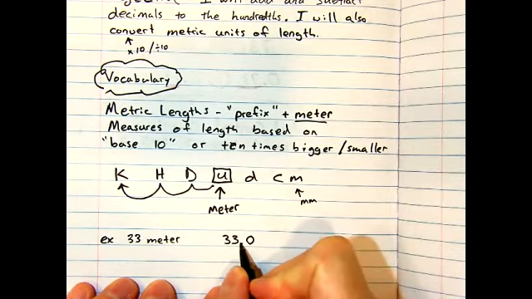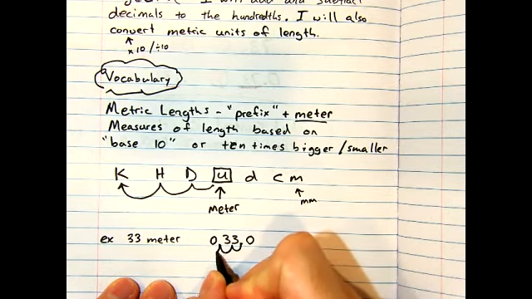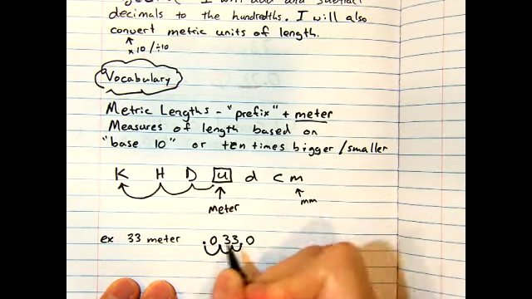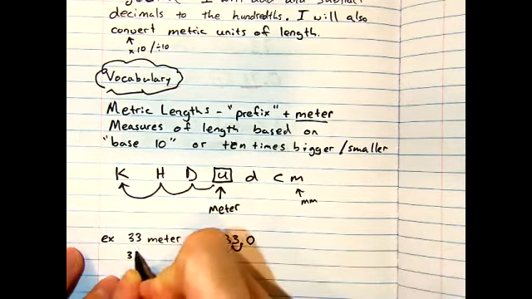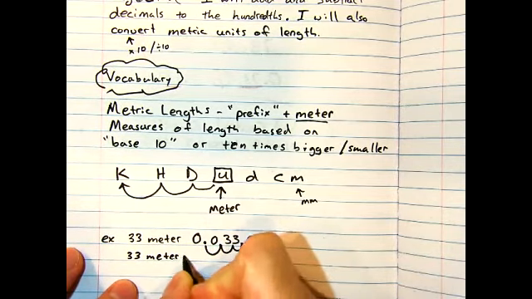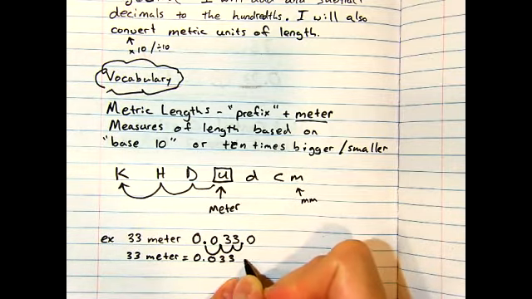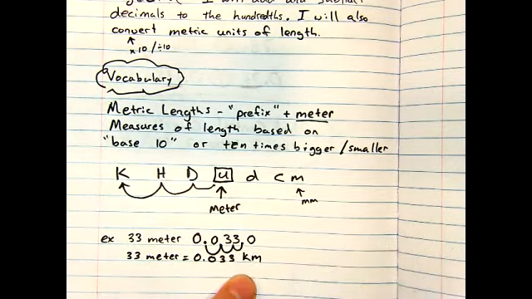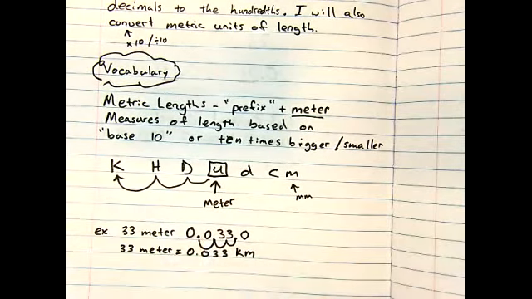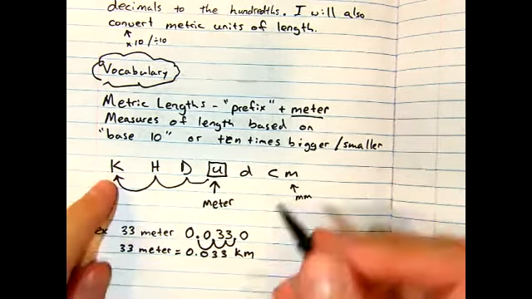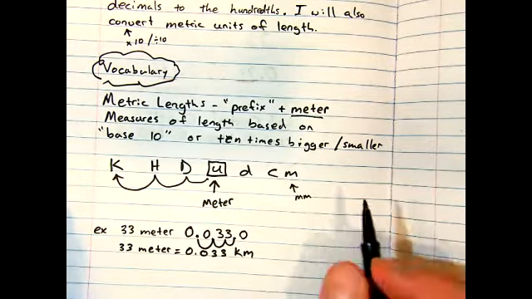I will now say 1, 2, put in a 0, 3, put in my decimal, put in my leading 0. So 33 meters equals 0.033 kilometers. So I'm going to go the direction of the prefix I want. So if I want to go to kilometer, I'm going 3 spaces left.